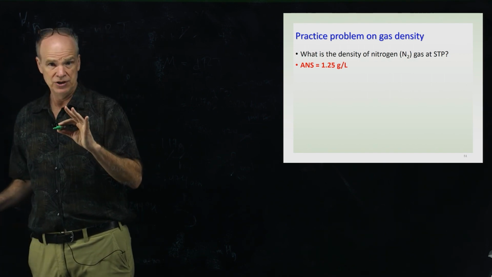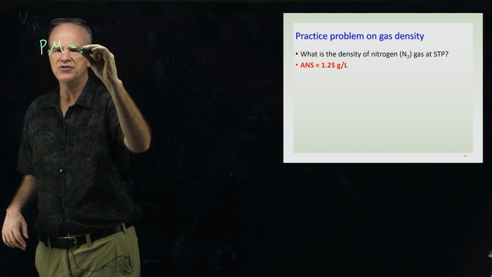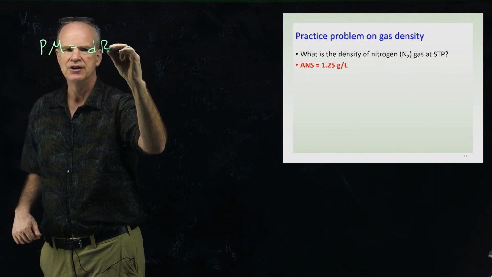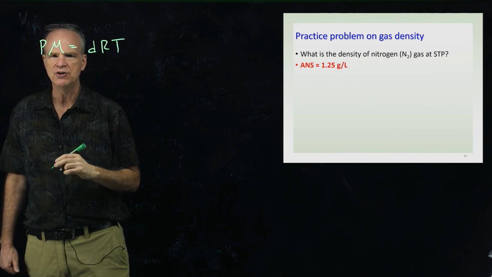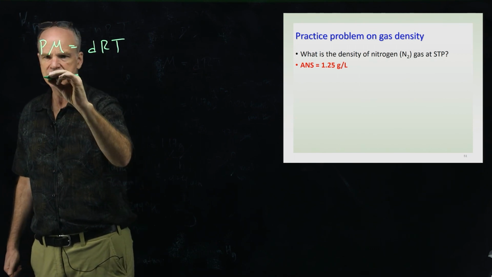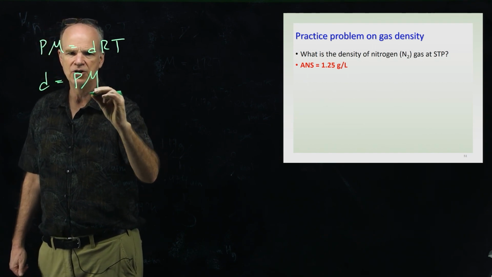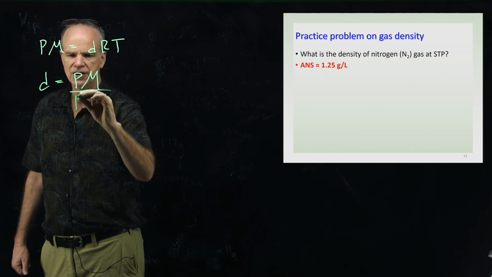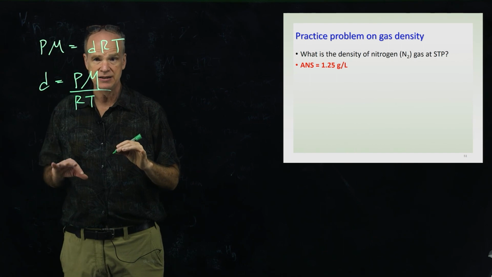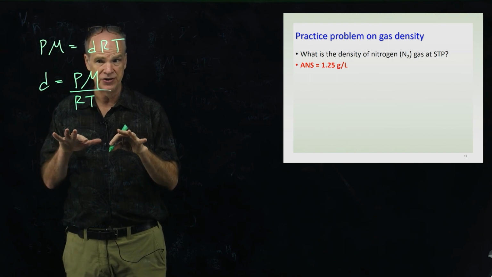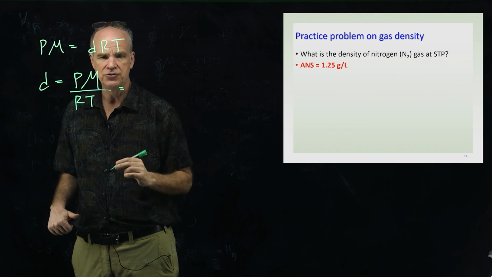So again, we're going to use this equation, which is PM = dRT. So the pressure times the molar mass of the gas is equal to the density of the gas times the gas constant times the temperature. So let's go ahead and solve this now for d and see where we're at. So density of the gas is equal to pressure of the gas times the molar mass over R times T. Let's see if we can find numbers for these variables and get an answer. I think it won't be too difficult to do.